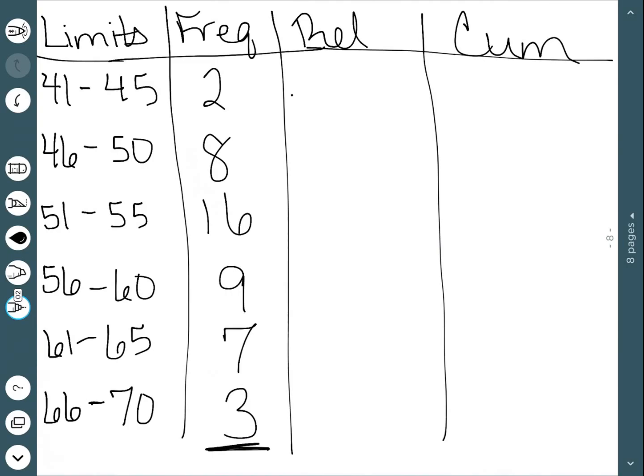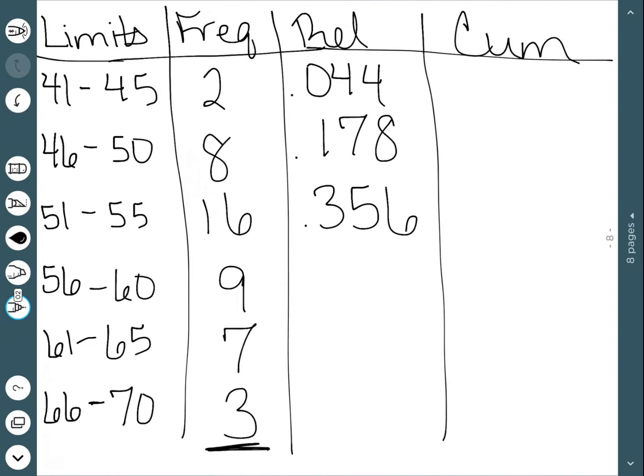2 divided by 45 is going to be 0.044. 8 divided by 45, 0.178. 16 divided by 45 is 0.356. 9 divided by 45 is 0.2. 7 divided by 45 is 0.156. And then finally, 3 divided by 45 is 0.067. So those are our relative frequencies.